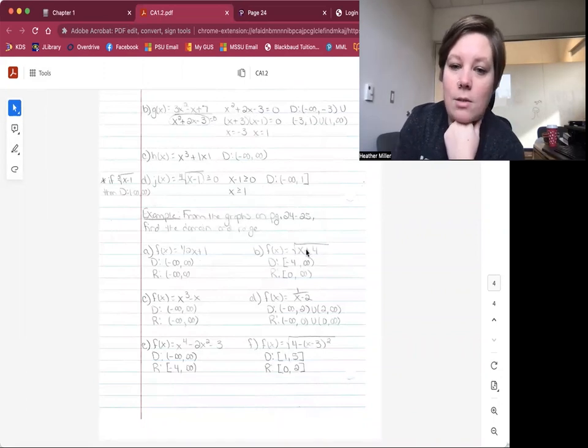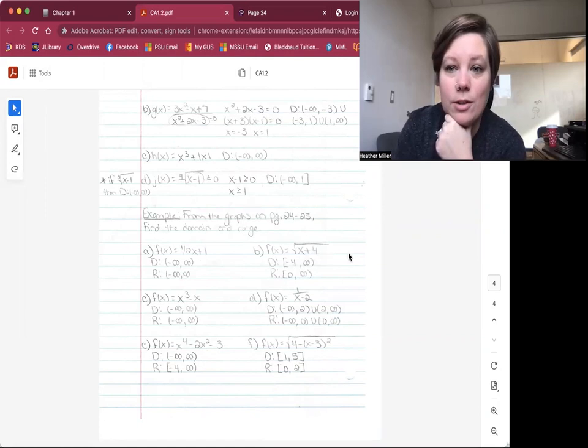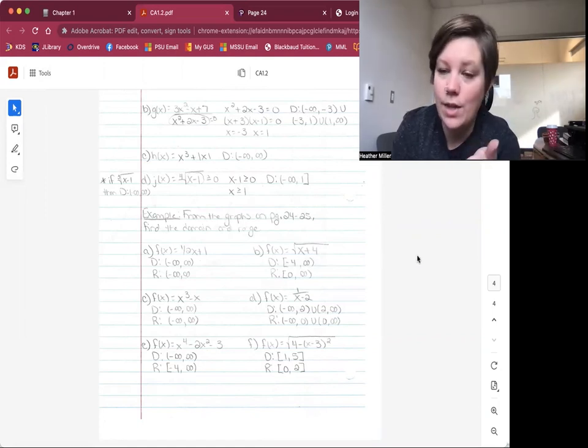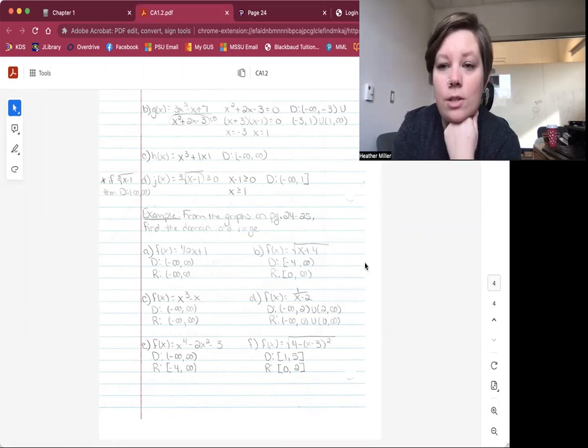But we have x plus 4 would have to be greater than or equal to 0. So we'd solve that and it'd be x is greater than or equal to -4. So when x is equal to -4, we would have 0 under there, which is totally fine. So we can include the -4 and then we go up until positive infinity.